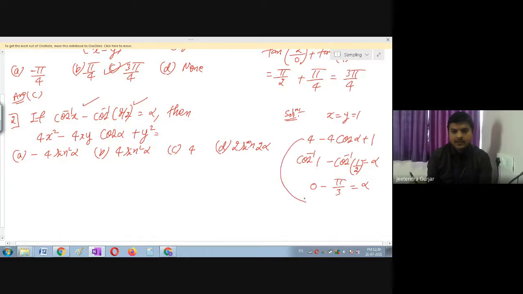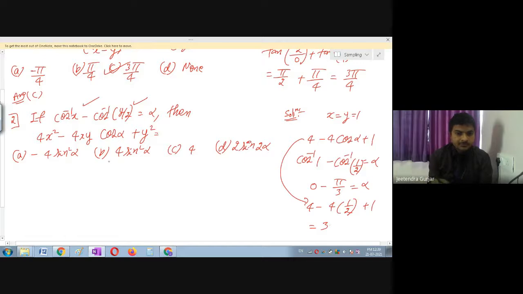alpha as minus pi by 3. So I will write here once again. This is 4 minus 4 cos minus pi by 3 will become 1 upon 2 plus 1. So easily you can simplify. You will get the value 3. Right. So now don't leave it here only, students. What you are going to do, how you can identify the answer here. After simplification you got 3, right?